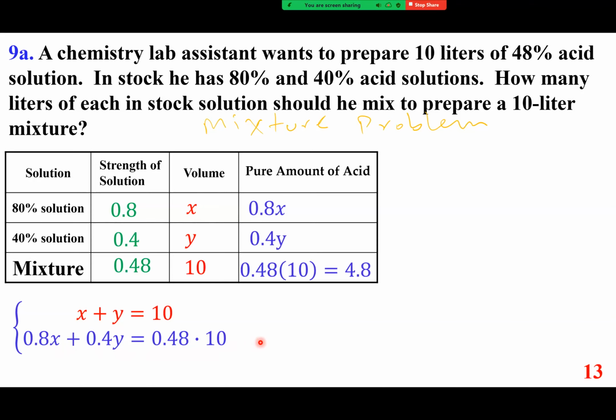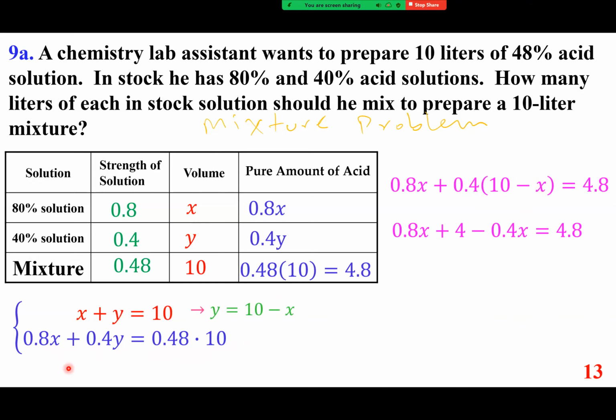Now, we can do it by any method. Substitution is a good practice. In this one, y is 10 minus x, and we are going to replace the y with 10 minus x. When we distribute, this becomes 0.4 times 10, or 4. This becomes minus 0.4x, and we can see that these two add up to 0.4x. Subtract the 4, we get 0.8. And when we divide by 0.4, x becomes 2.